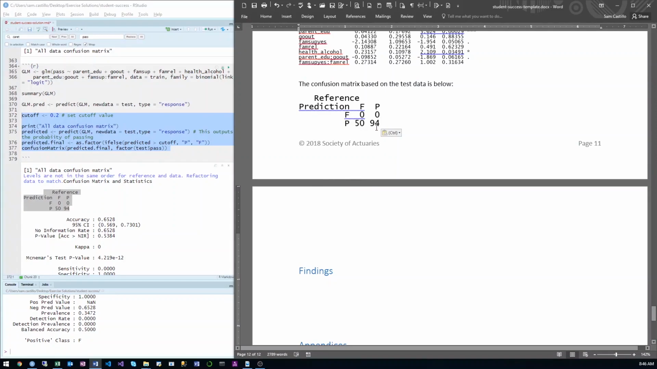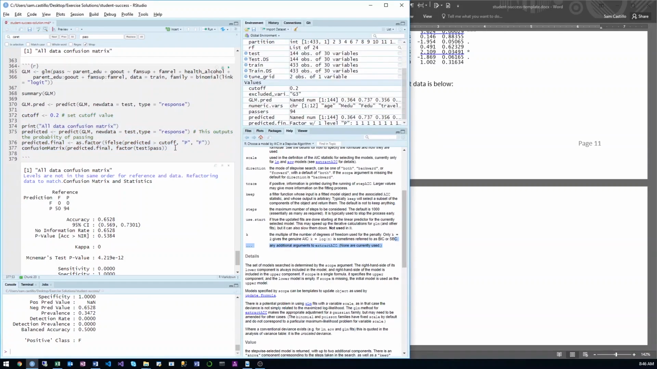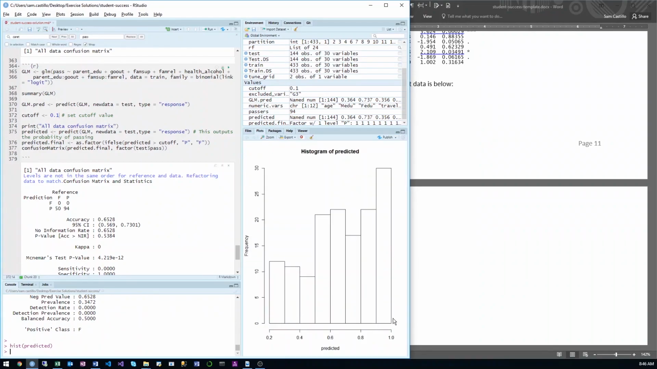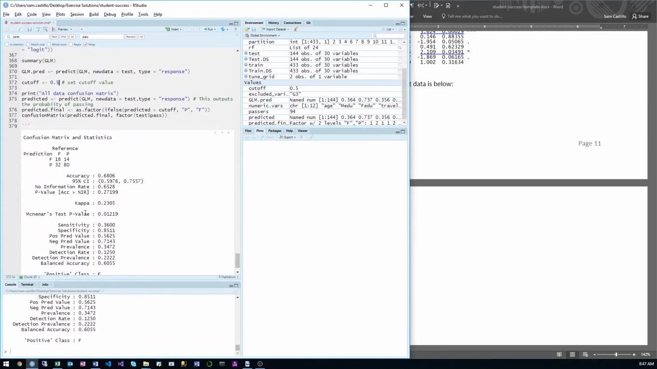What does this tell you? It tells you that no people are predicted to not pass, to fail, which is not useful. Maybe the cutoff value is too high. No. Let's look at the predicted values. So they're spread out between 0.2 to 1. What if I set this to 0.5? Okay, so this has a sensitivity of 36, and remember, it's sensitivity that we cared about, right?